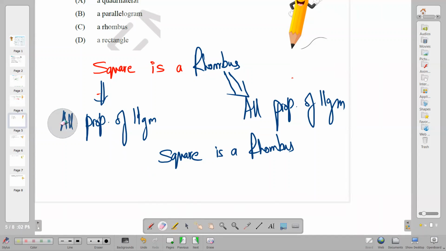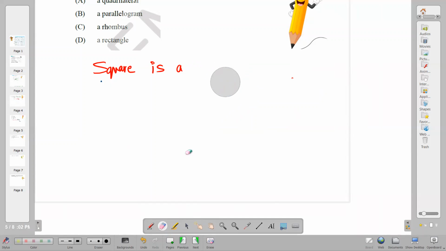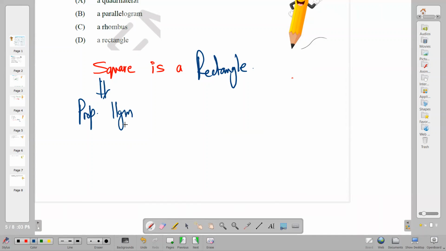Next one. Why a square is a rectangle? ये कैसे prove करेंगे हम? Square is a rectangle. Same way, square has all the properties of parallelogram. Same way, rectangle also has all the properties of parallelogram. All angles are 90 degree, यहाँ पे भी all angles are 90 degree, therefore square is a rectangle.